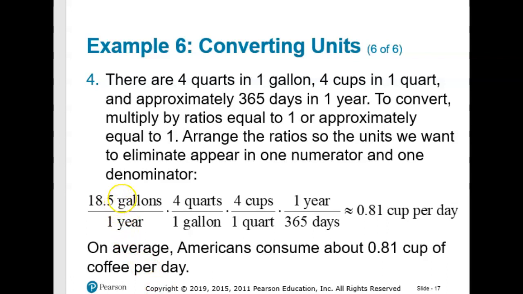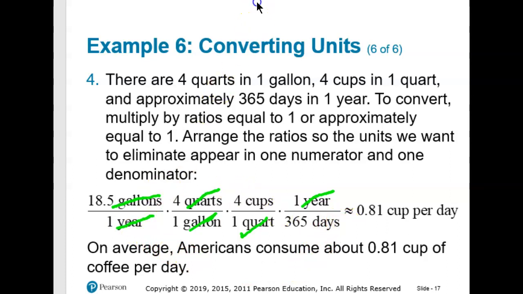So we started out with 18.5 gallons in a year, and we want to get to cups per day. Well, we know there are 4 quarts in a gallon. So once we multiply by 4, we are talking about quarts in a year. There are 4 cups in 1 quart. So once we multiply by the second 4, we now know that we are in cups per year. We know that once we multiply 1 year is equal to 365 days, then we can cancel the year in the numerator with the year in the denominator to get cups per day.